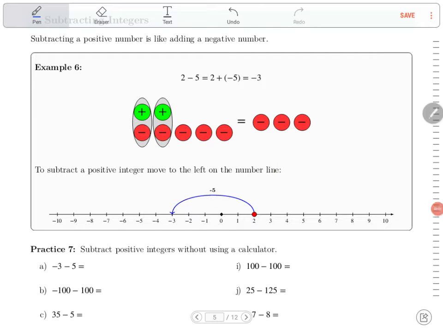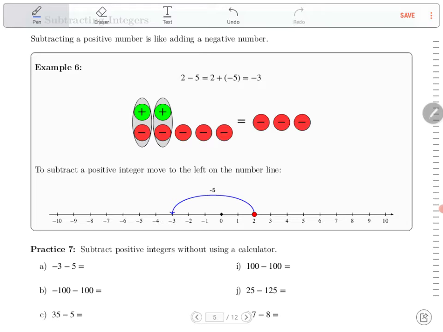Okay, so in our previous video, we learned what integers are, how to compare them, and how to add them. In this video, we're going to learn how to subtract integers, how to multiply integers, and how to divide integers. So let's start with subtracting, and specifically with subtracting positive integers.